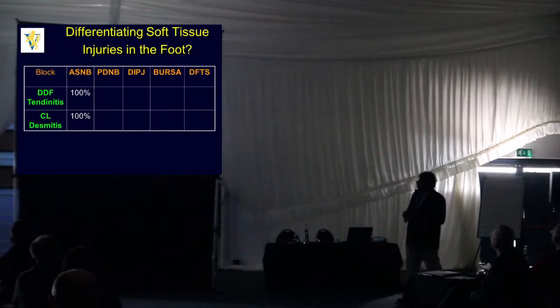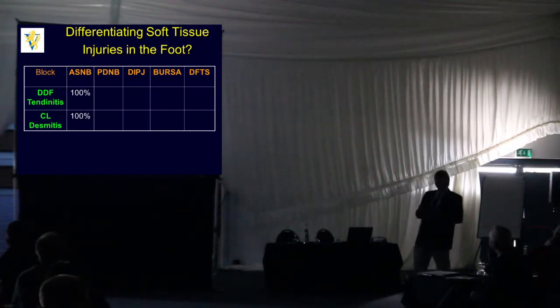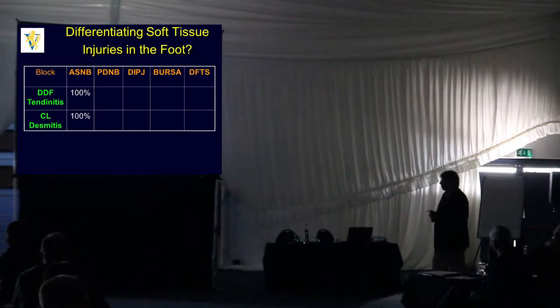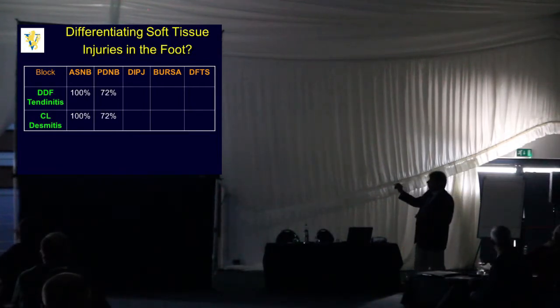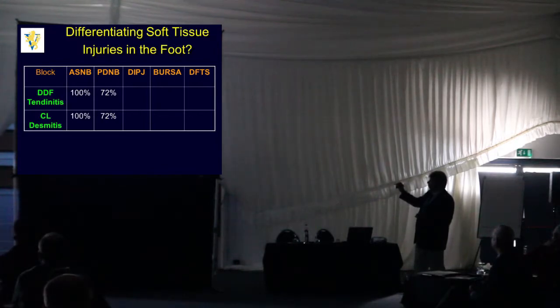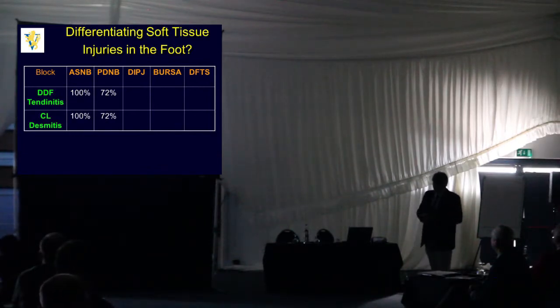Okay, so how do these two compare? Well, abaxial sesamoid anesthesia is not going to help us very much because both of these injuries will be 100% desensitized by this technique. A palmodigital nerve block is not going to help us very much because, again, the results are very similar between the two. This is from a later study. The earlier study suggested 63%, but we're in the same ballpark.